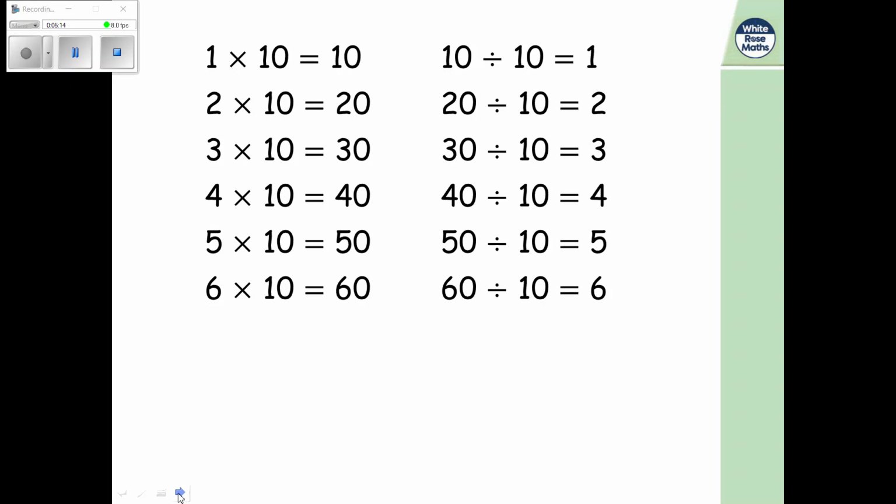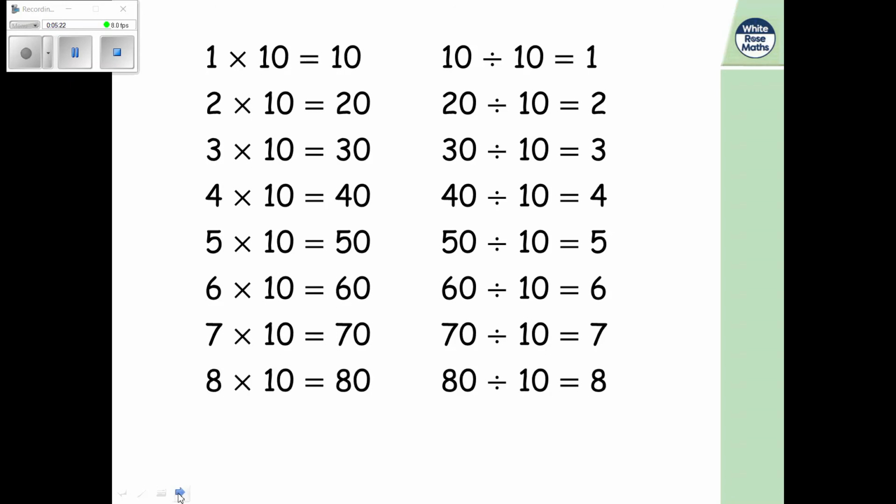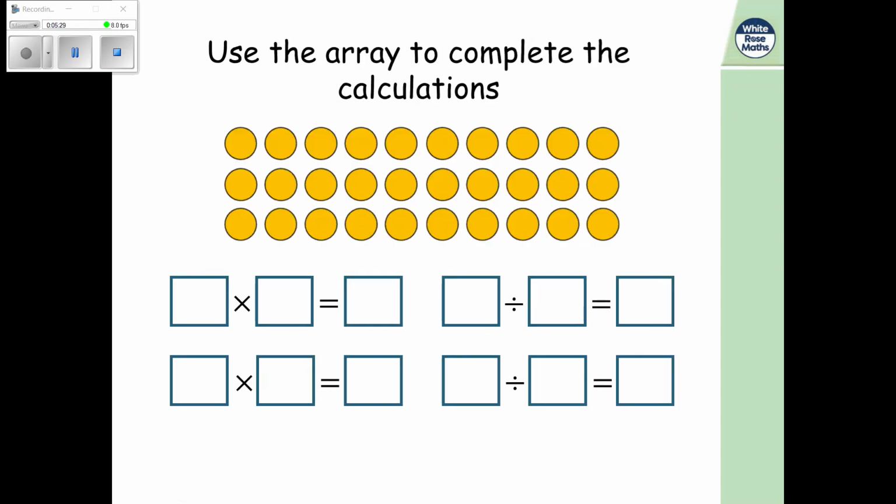So then 6 times 10 equals 60. 60 divided by 10 is 6. 7 times 10 is 70. 70 divided by 10 equals 7. 8 times 10 is 80. 80 divided by 10 is 8. If you've got any of these right, you should be really, really proud of yourself. Let's keep going. Right. So I did ask you to get to 10, so let's go back.